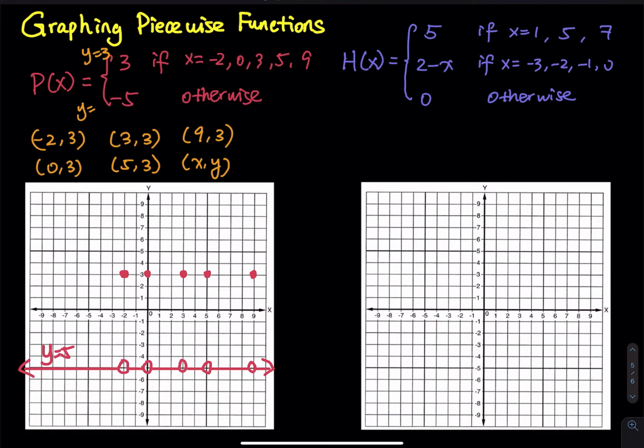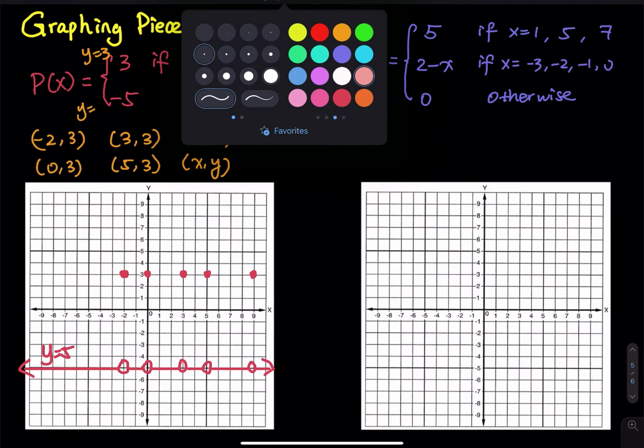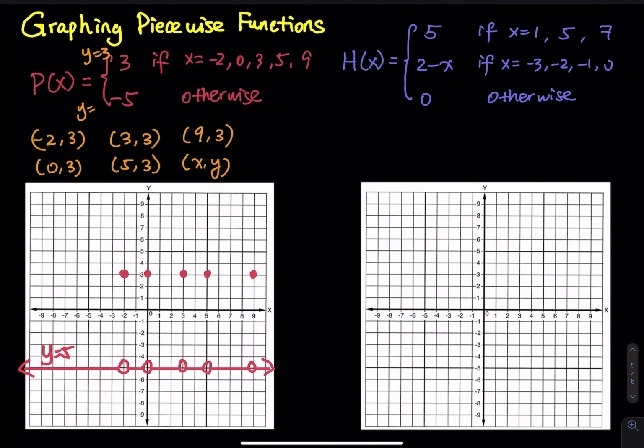The next one we have is y equals 5 if x equals 1, 5, and 7. That gives me 3 individual points. When x equals 1, y equals 5. When x equals 5, y equals 5. When x equals 7, y equals 5. Plot them. So 1, 5, 5, 5, and 7, 5.